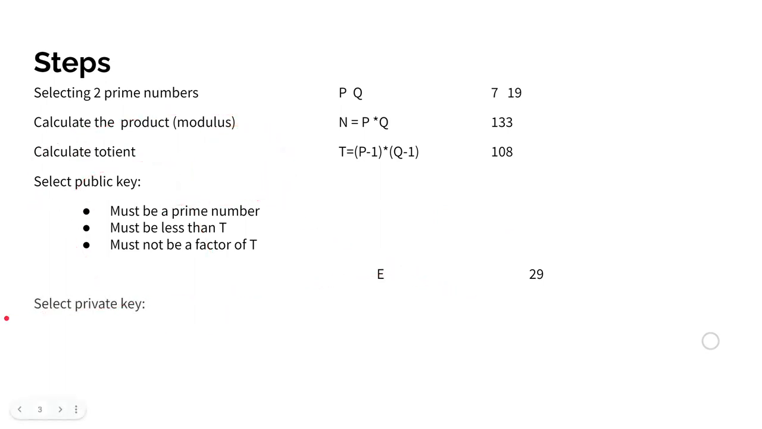And after that, we go to select the private key. There is an equation, and the private key should match this equation. Here we have D as the private key, E, which we found to be 29, and T, which we already had. The answer of this equation is 1. So we want to find the private key number to fulfill this equation. And here we choose 41. Again, there is more than one possibility for the private key, but the hardest thing is to find the first one.